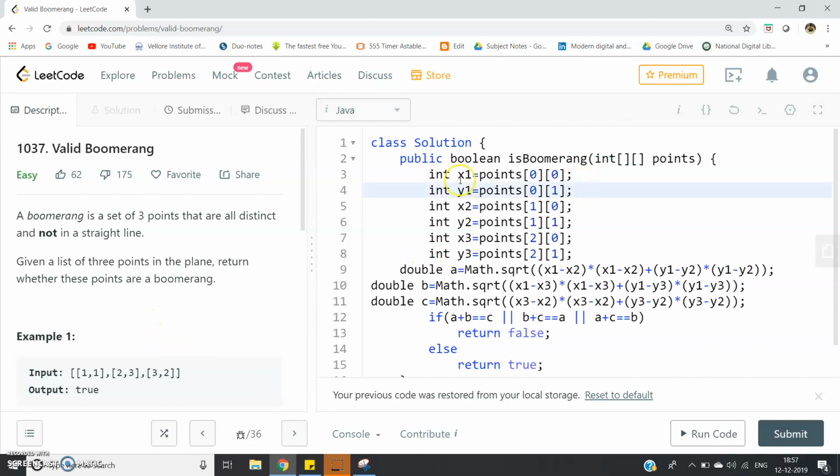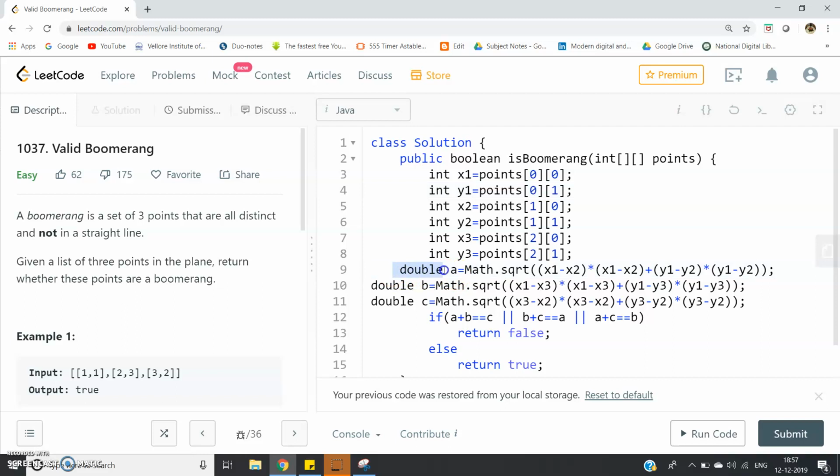Now what I am doing, I am extracting all the points. The x coordinates are situated in the zeroth column and the y coordinates are situated at column index 1. So x1 will be points[0][0], y1 will be points[0][1], x2 will be points[1][0], y2 will be points[1][1], x3 will be points[2][0], y3 will be points[2][1]. Very simple.